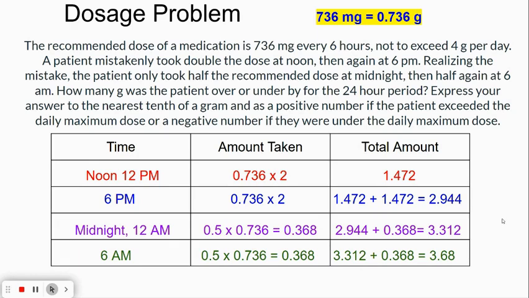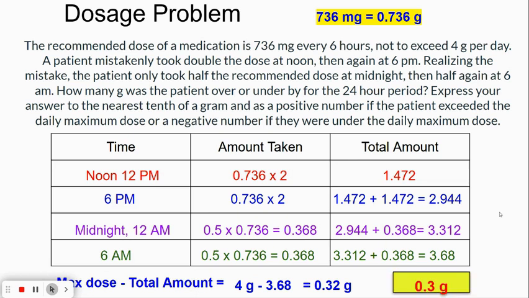All right, so remember the max dose was 4 grams. So we're going to take our max dose minus our total amount. So our 4 grams minus our 3.68, that was the total they had taken, gives us 0.32 grams. Now remember, we wanted to express it to the nearest tenth. So my final answer is 0.3 grams.